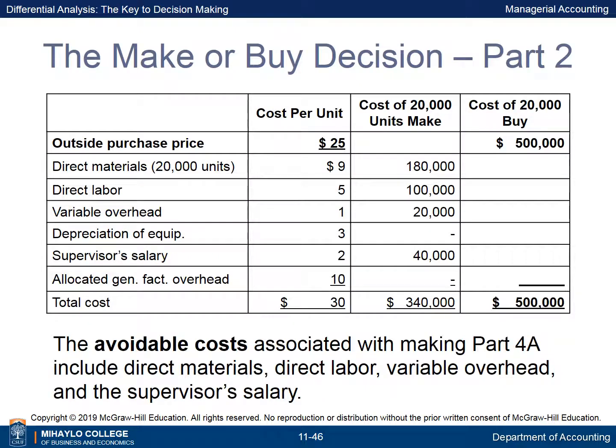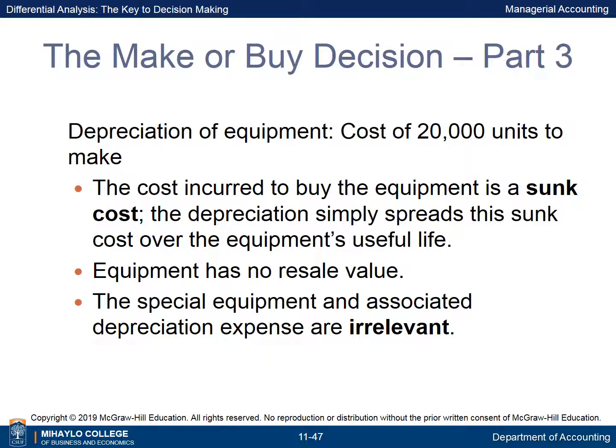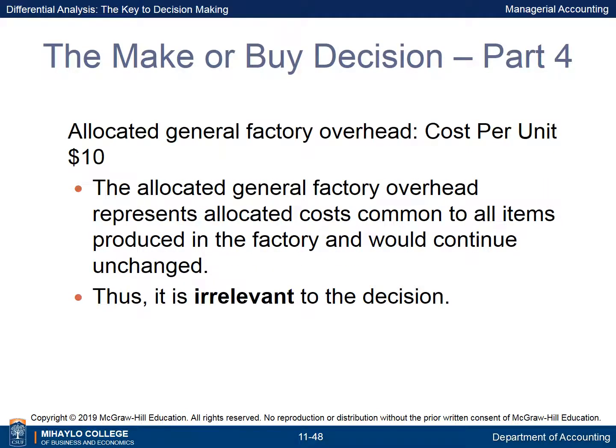The avoidable costs associated with making Part 4A include direct materials, direct labor, variable overhead, and the supervisor's salary. The cost incurred to buy the equipment is a sunk cost. The depreciation simply spreads this sunk cost over the equipment's useful life. The allocated general factory overhead represents allocated costs common to all items produced in the factory and would continue unchanged. Thus, it is irrelevant to the decision.